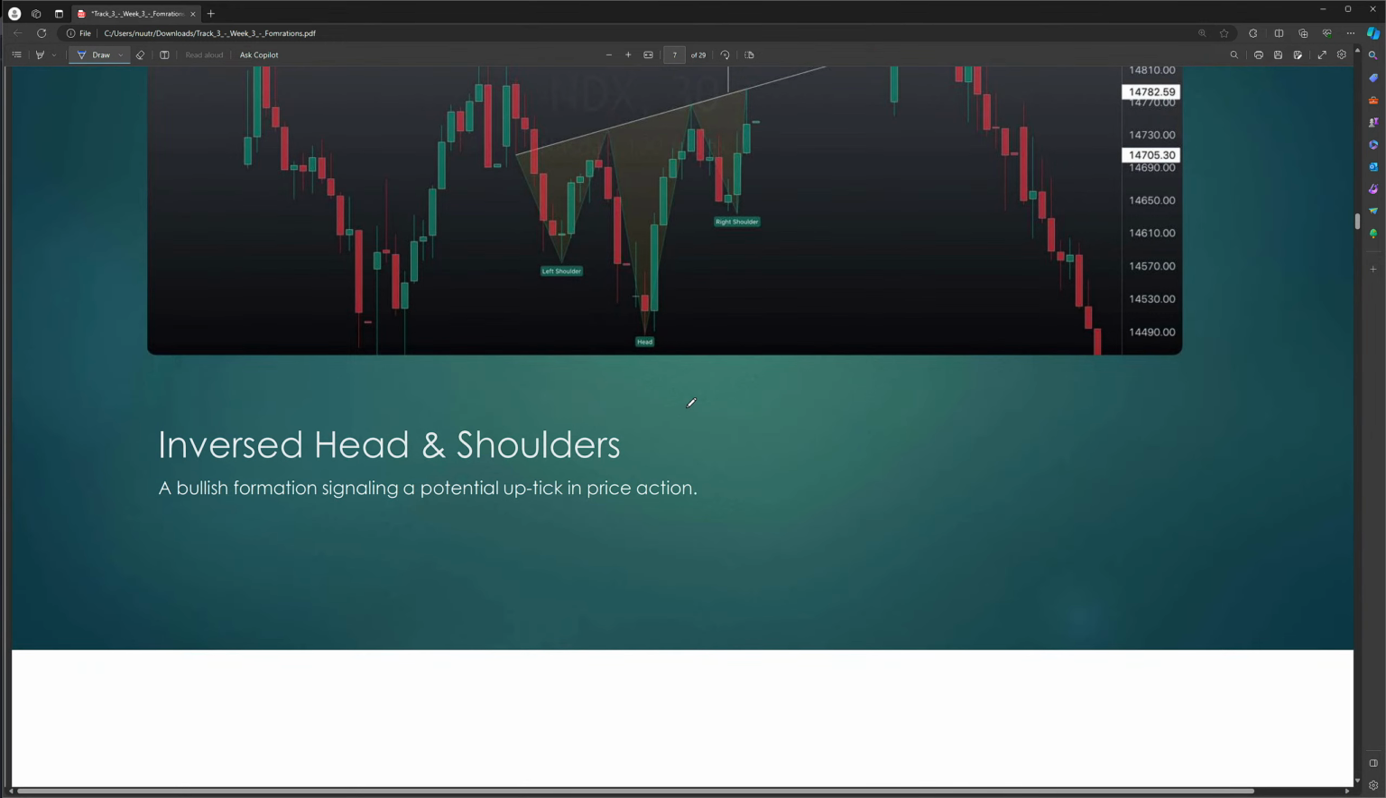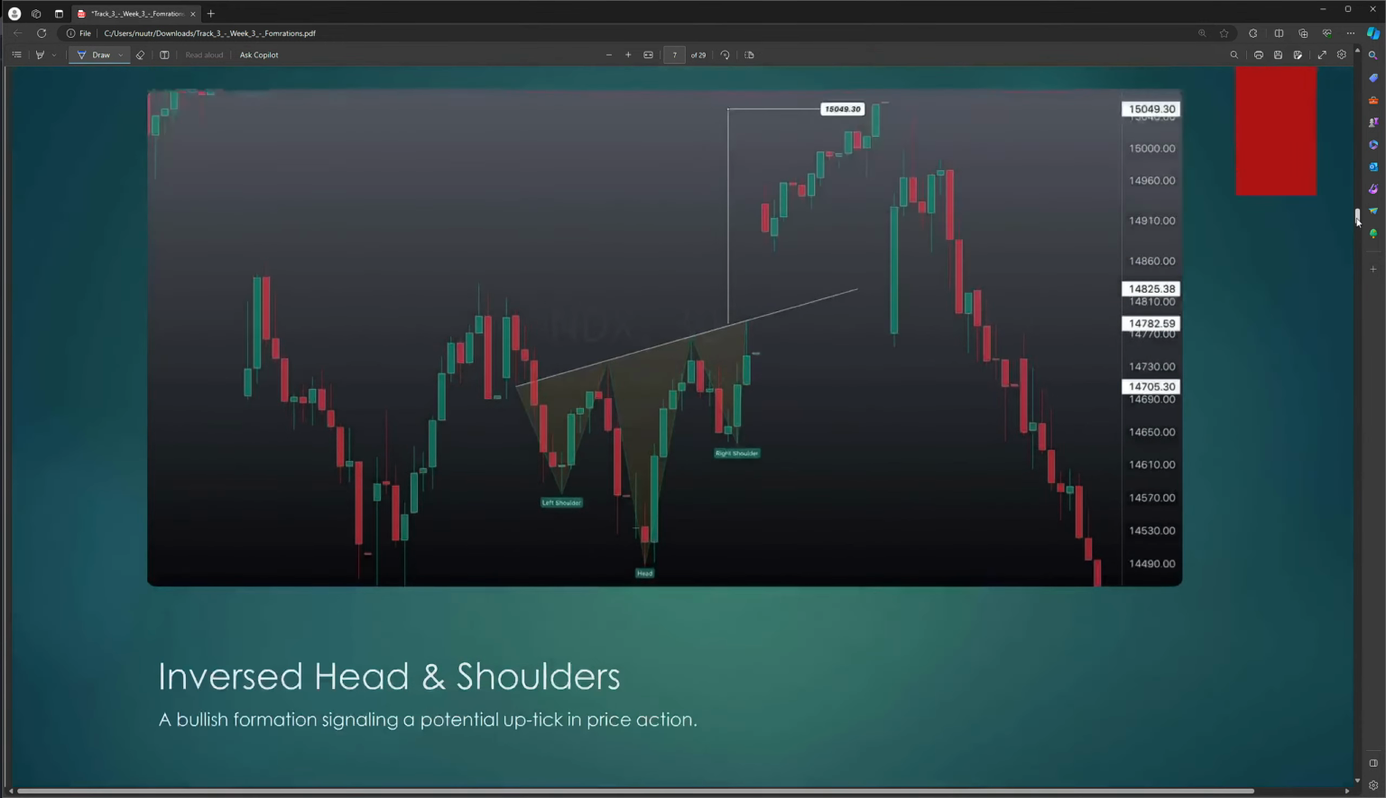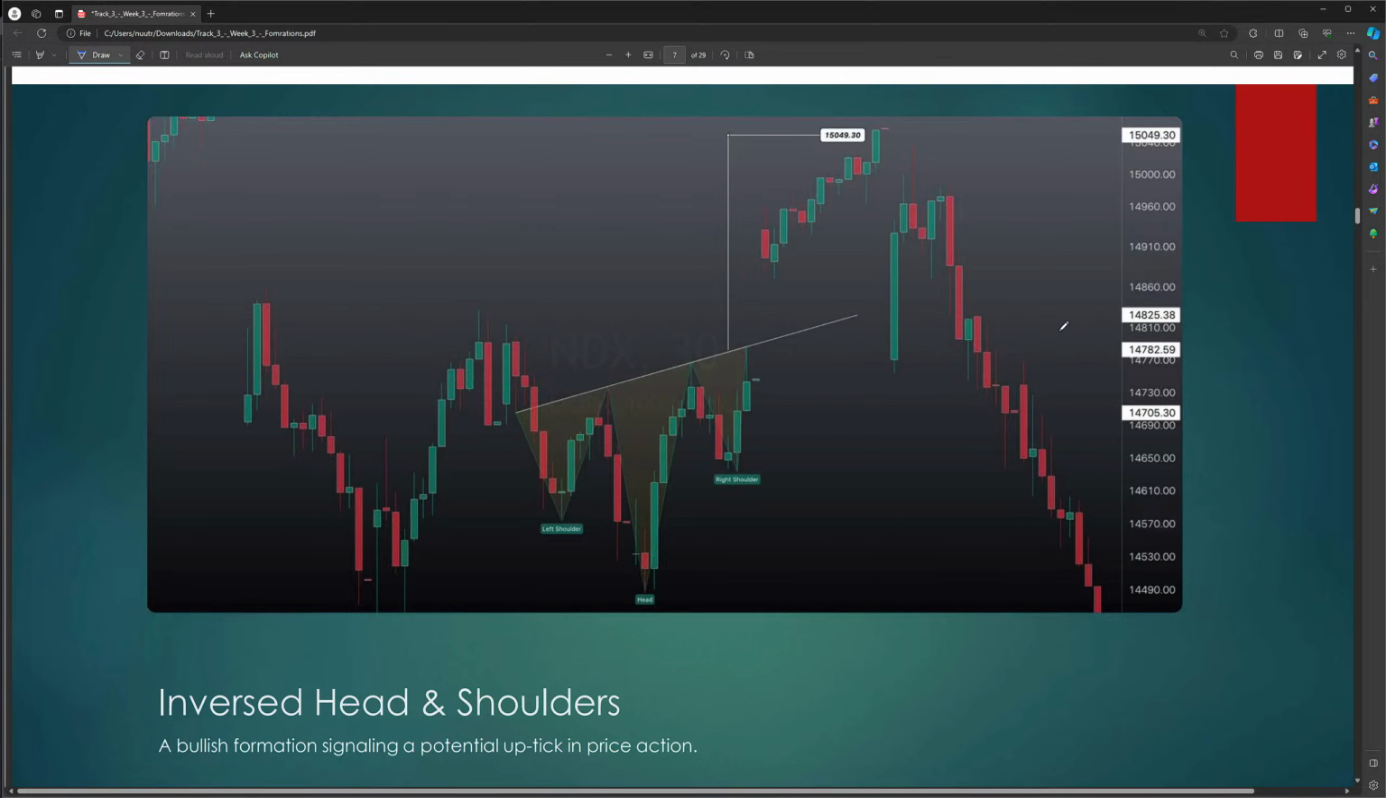So here we go with the next formation, right? And this is going to be your inverse head and shoulders formation. This is quite the opposite of what we were observing from the head and shoulders. This is the inverted version of that. Let me just make sure that we're streaming. Okay, good. This is the inverted version of that formation itself, right?